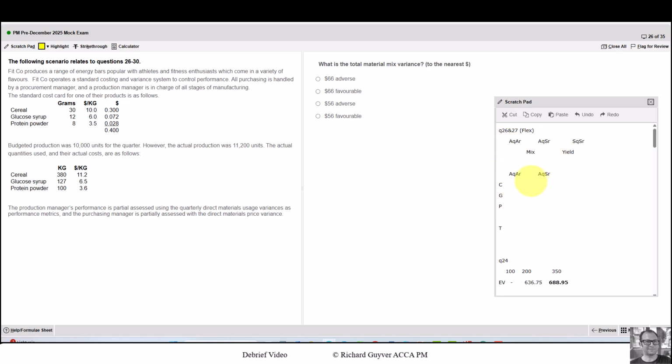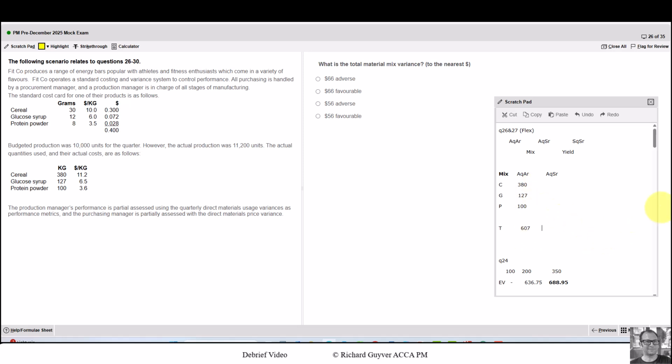So this is the template I use for doing the mix variance. I've got the 3 parts that are put in, the 3 ingredients, cereal, glucose, protein. Got a line for my total, and I'm looking to compare these two, the actual quantity at the actual ratio with the actual quantity at the standard ratio. And then we go hunting for the information. I start with actual quantity, actual ratio, and that's what we actually did. That's the information given to us here. We've got 380, 127 and 100 in. And then when we total those up, we put 607 kilograms in total.